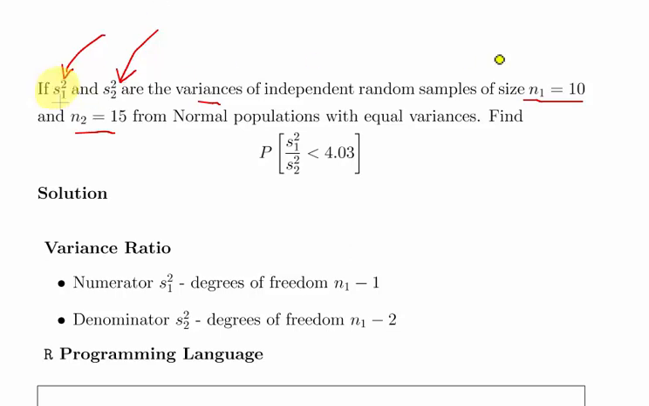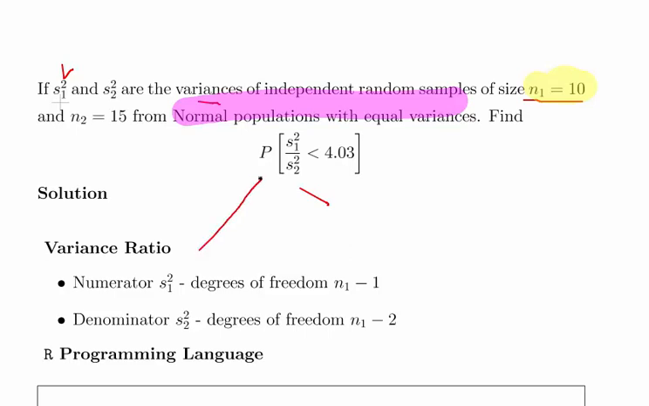Now, as a quick remark, it's important to note that everything is ordered here, so we have to keep group with group, or sample with sample. Anyway, sample size N2 equals 15, from normal populations with equal variance. So what we have to do here is find the probability that S1 squared over S2 squared is less than 4.03. This is essentially what we'll call the variance ratio.